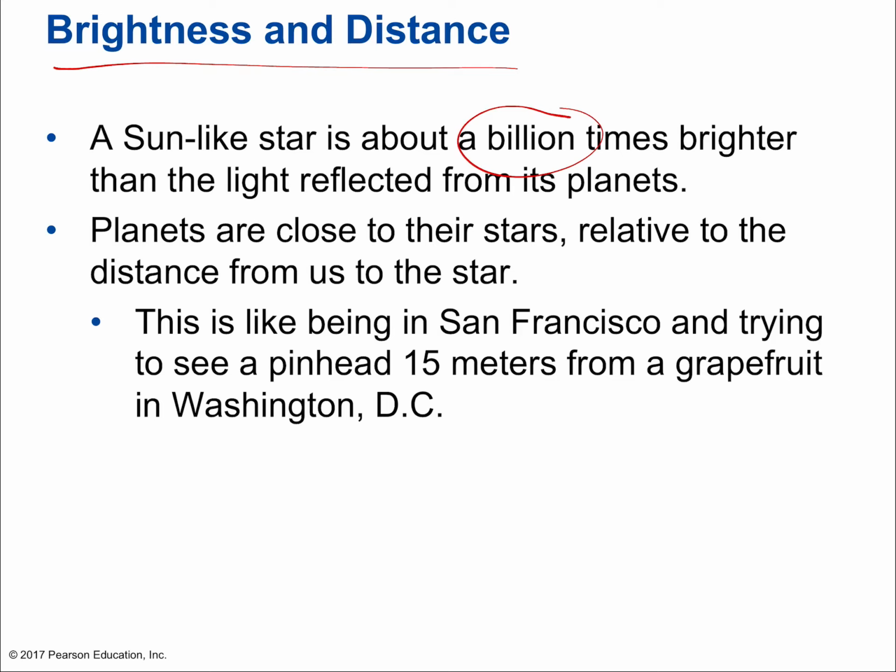Planets are also close to their stars relative to the distance from us. So again, another drastic comparison. This is like being in San Francisco and trying to see a pinhead 15 meters from a grapefruit in Washington, D.C. That is literally the actual angular scale we're talking about. And then imagine that the grapefruit is 1,000,000,000 times brighter than the pinhead. No wonder there are not many direct images of extrasolar planets, otherwise known as exoplanets. It's amazing we have any.